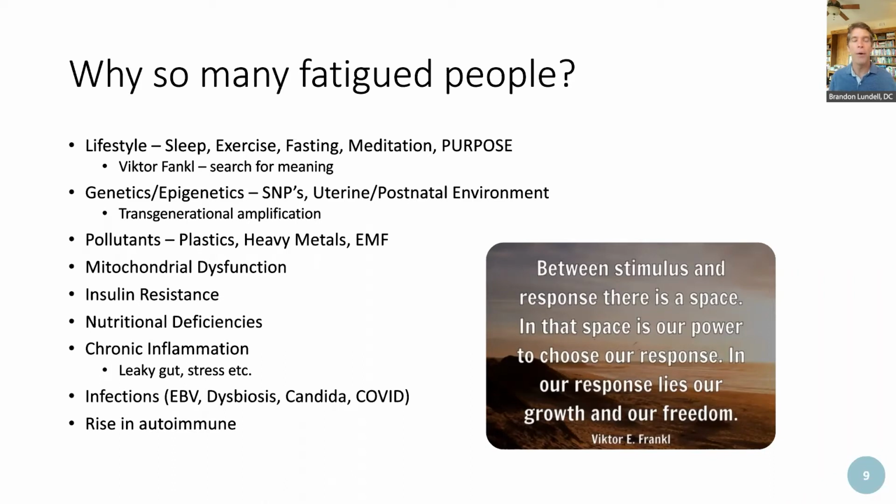We see an increase in pollutants, plastics, heavy metals, and EMFs, and it all leads to mitochondrial dysfunction. We also have insulin resistance, nutritional deficiencies, chronic inflammation, and infections: Epstein-Barr, dysbiosis, candida, COVID. All of these are building up in people and adding to the viral load and the bacterial load. And of course, we're seeing this rise in autoimmune disease. Next slide.